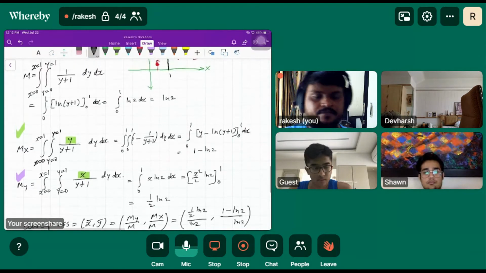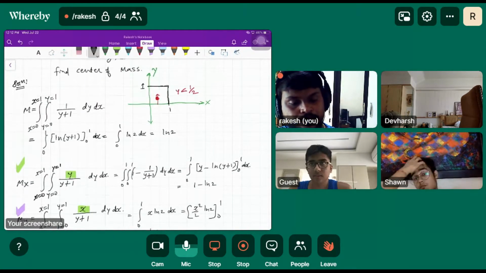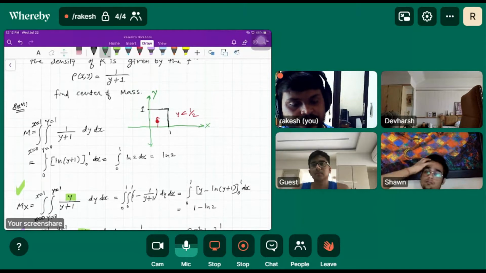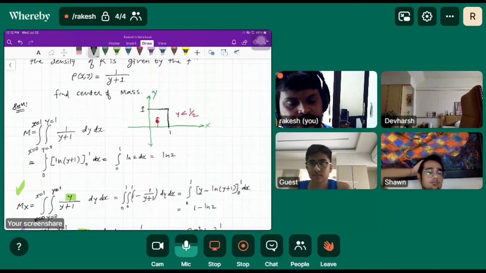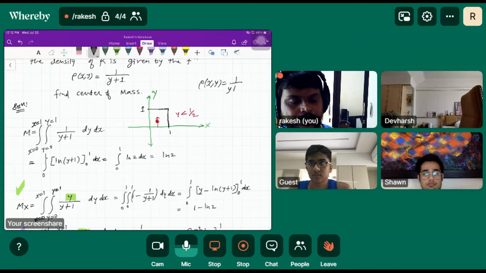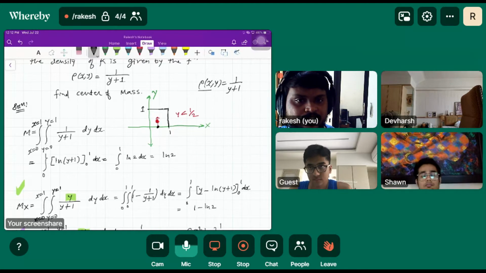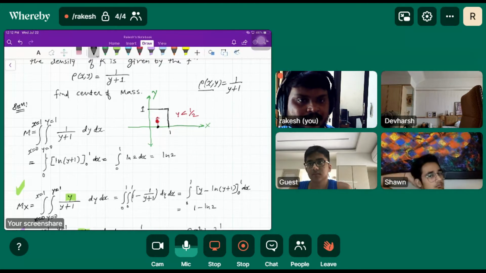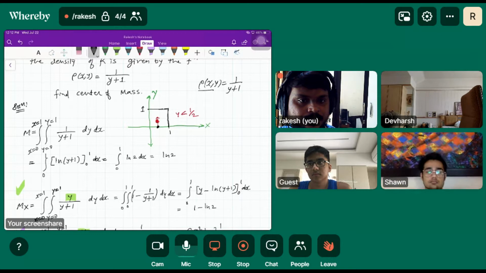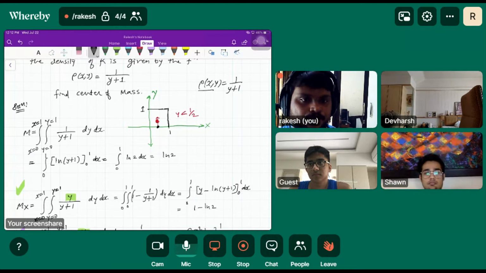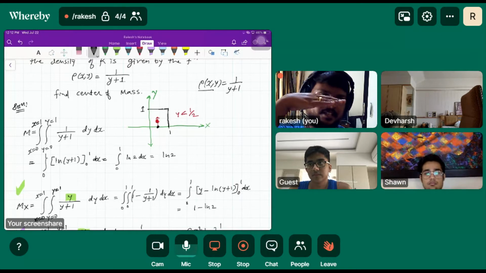What is the mass density function here? The mass density function is 1 over y plus 1, right? So if you are on the x-axis, what is the rho value? What is the mass density function if you are on the x-axis? It means y is 0. So the value is 1.